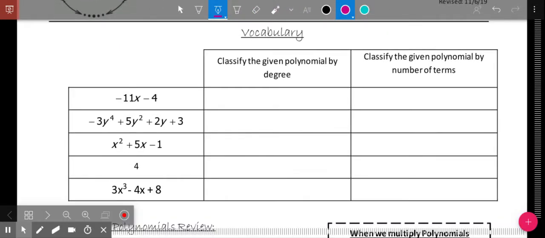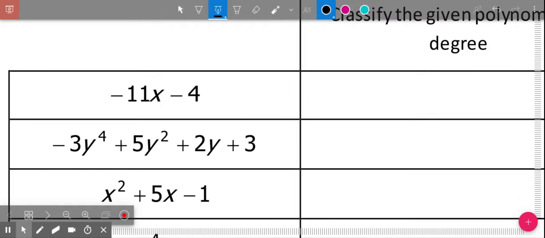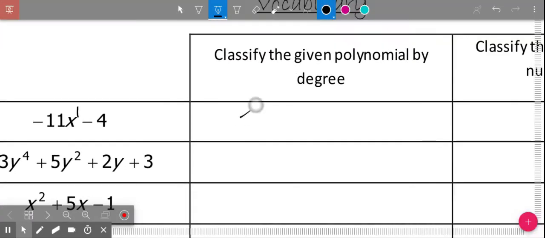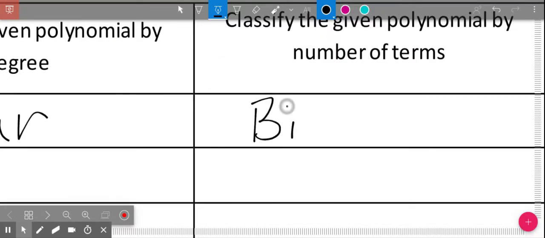So if I look at number one, or the very first one, I've got negative 11x minus 4. If I'm classifying by degree, I'm looking at the largest exponent. If I look at this, I've got an exponent of 1 here, so that means it's linear. If I count the number of terms, I have 1, 2 terms. So that makes it a binomial. Remember, bicycles have 2 tires, binomials have 2 terms.